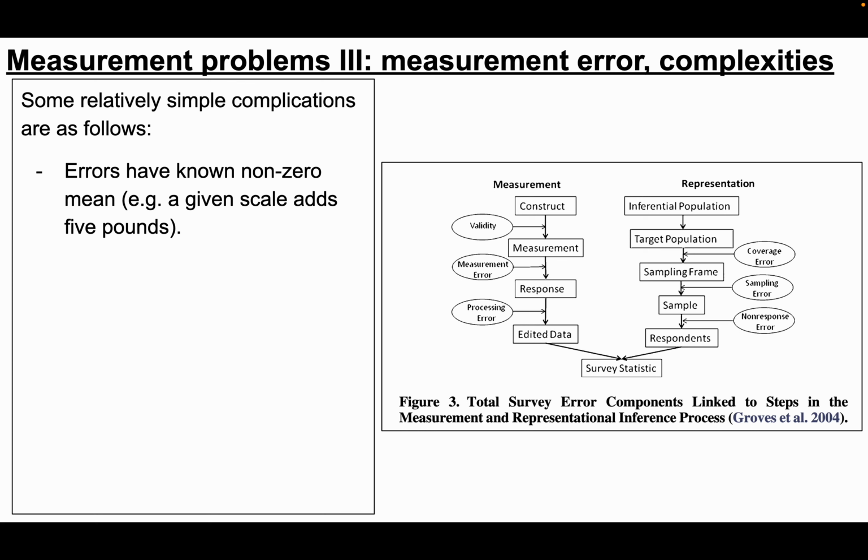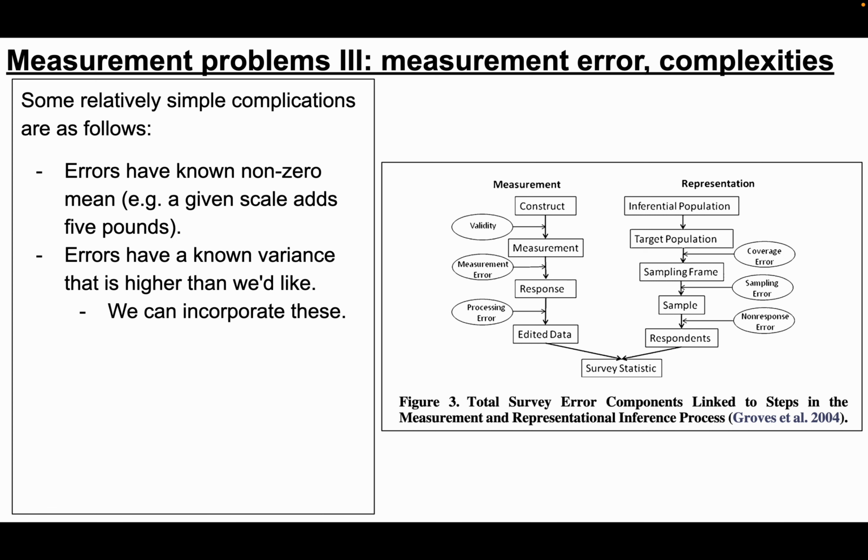However, it can get more complicated. So the errors could have a non-zero mean. This would be relatively simple. So say a given scale adds 5 pounds, you would just subtract it. Or the errors have a known variance that's higher than we'd like. So maybe you have a gold standard type of measurement, say a blood pressure machine that everyone's like, this is the ideal way to do it, but maybe it's really expensive and not every hospital can afford one. Then what you could do is compare the variance of your actual instrument to the one that is the gold standard, and then you could adjust. Those would be good scenarios.